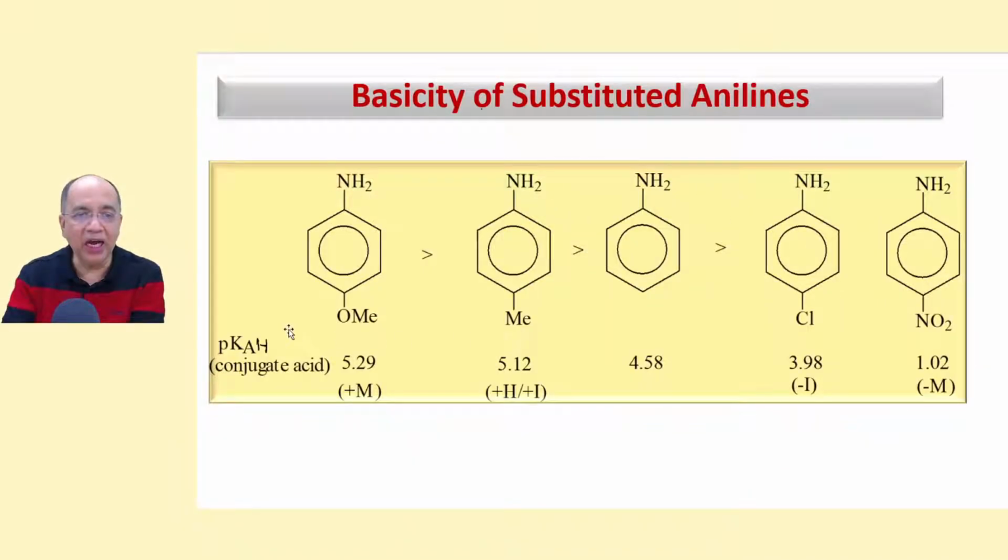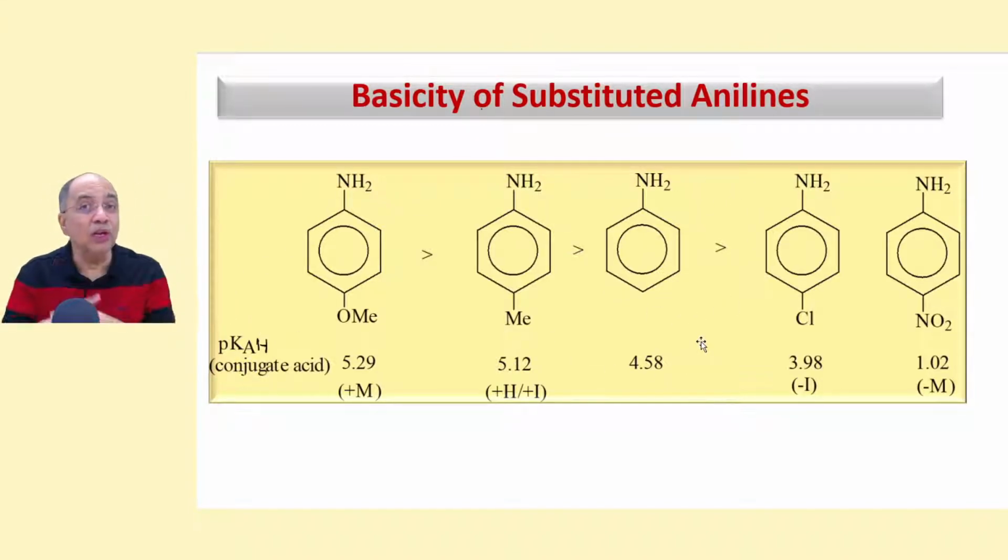See, I have not used any ortho. All para positions, to see how different types of groups will change the base strength. This is just the opposite of acids. Now there is a plus M group here. This is para-methoxyaniline. This is plus I and plus M. That will make it more basic than aniline.